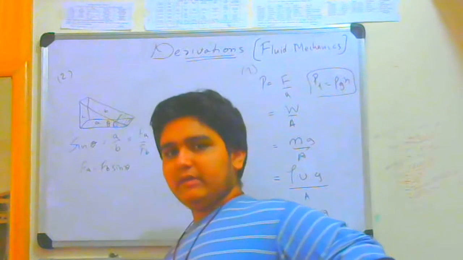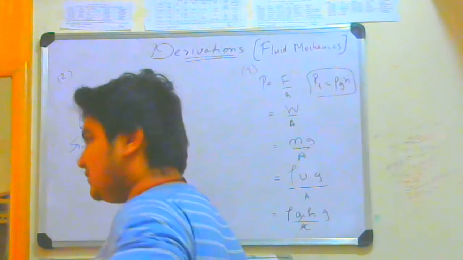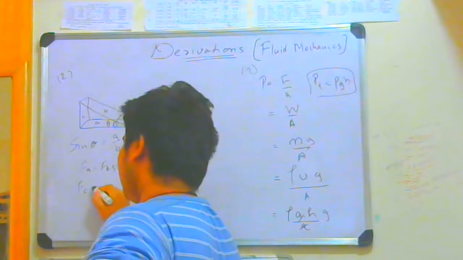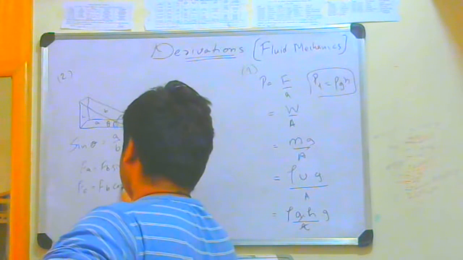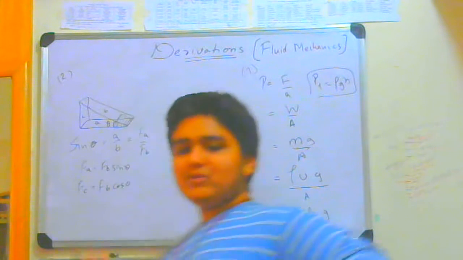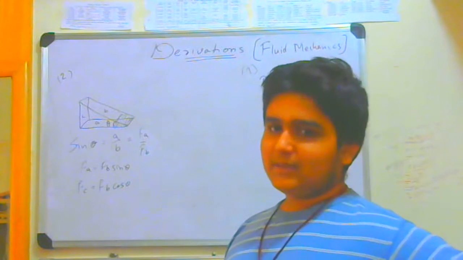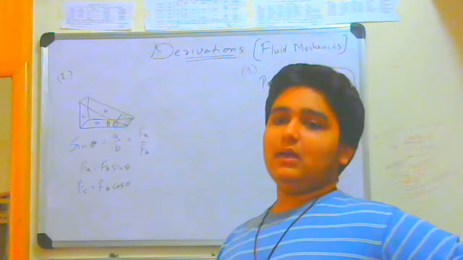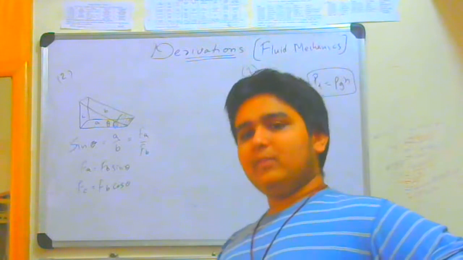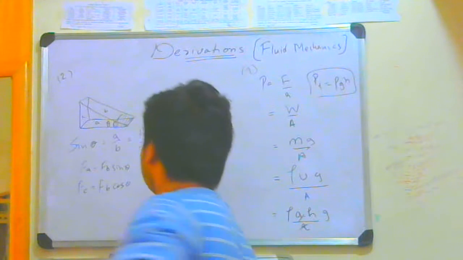Similarly, if you want to calculate the force C, then I can use it by cos formula. So I get FC is equal to FB cos theta. Okay, opposite upon hypotenuse, adjacent upon hypotenuse. Opposite is FA and adjacent is FC, FB being the hypotenuse. ठीक है?